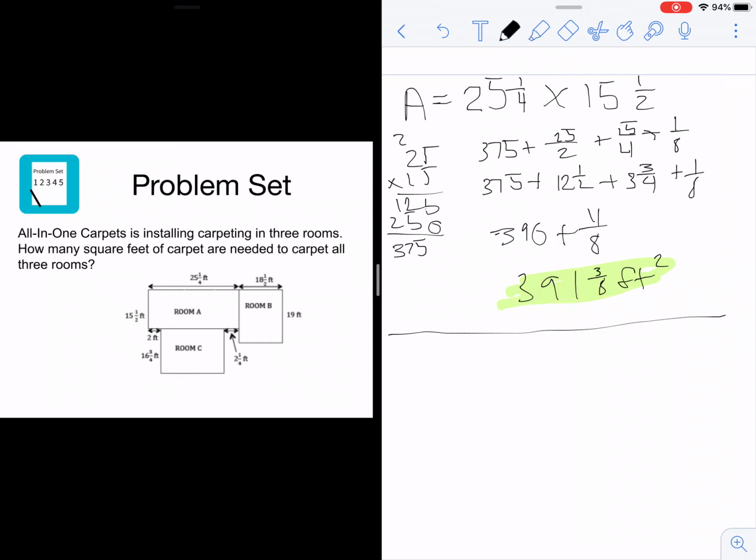Now we have B. What are our dimensions of B, everybody? 18 1/2 times 19. Okay, 19 times 18 is 152, 190.